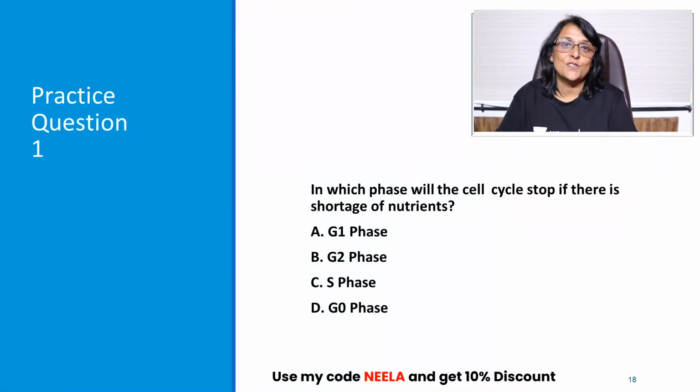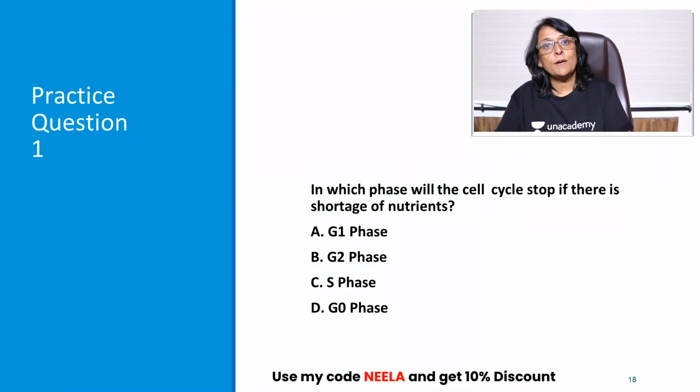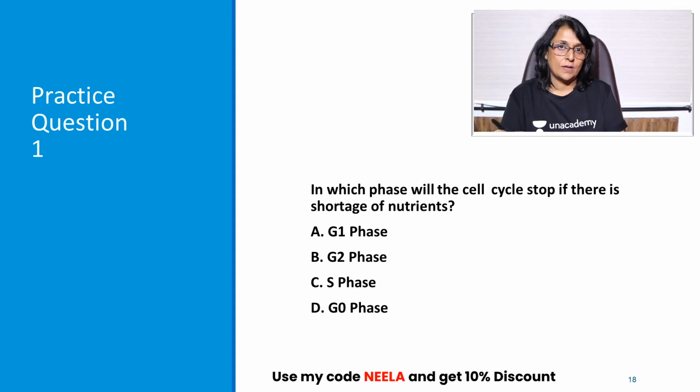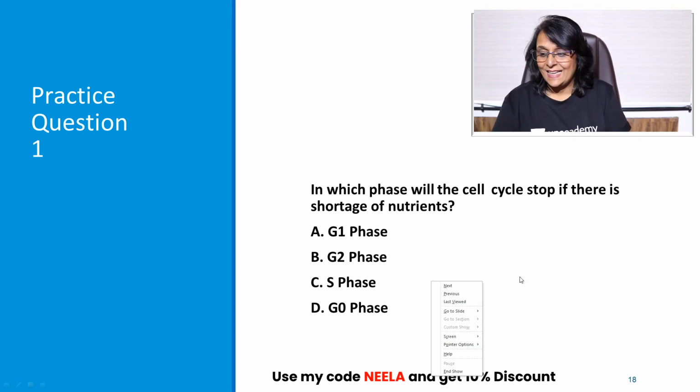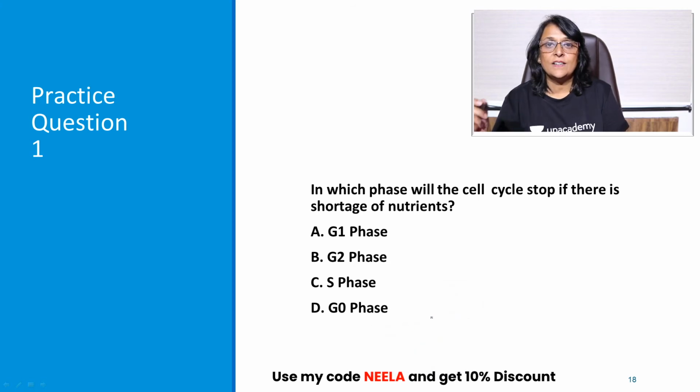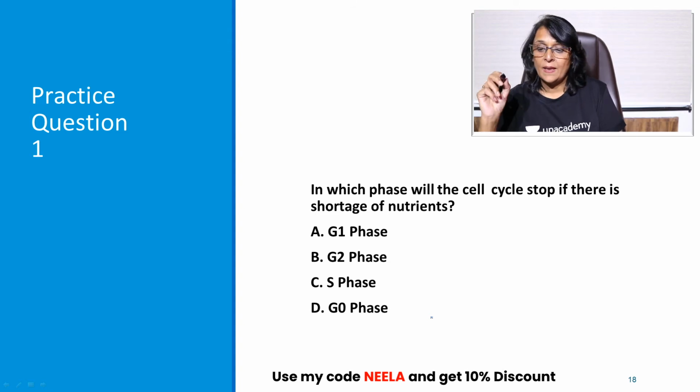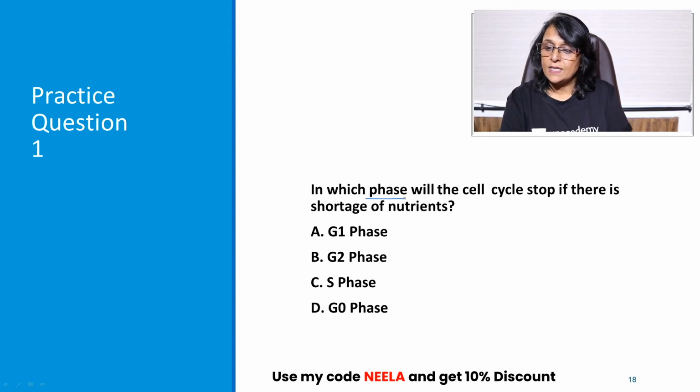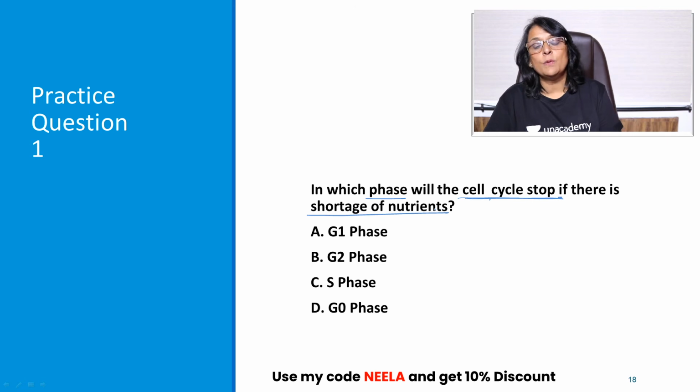I have a few questions for you. Let us see whatever we have studied, all the phases of cell cycle and the checkpoints, whether we are able to answer these few questions or not. This will help us understand whether that concept is clear or not. Okay? In which phase of the cell cycle will the cell cycle stop if there is shortage of nutrients? What do you think would be the answer?